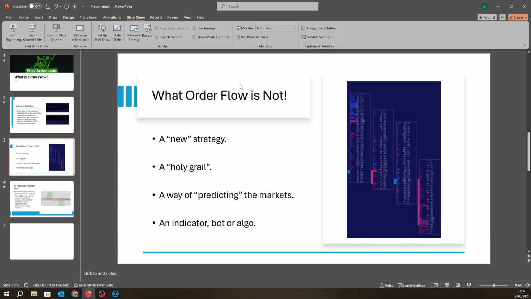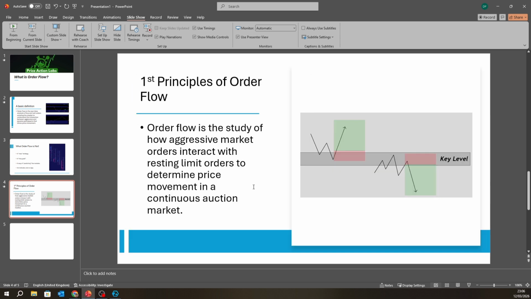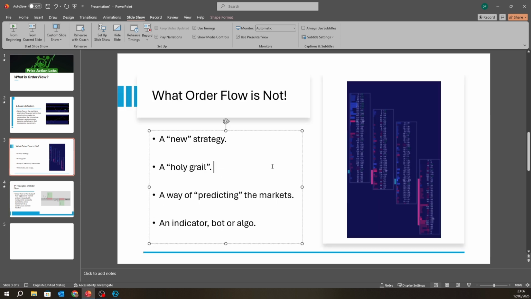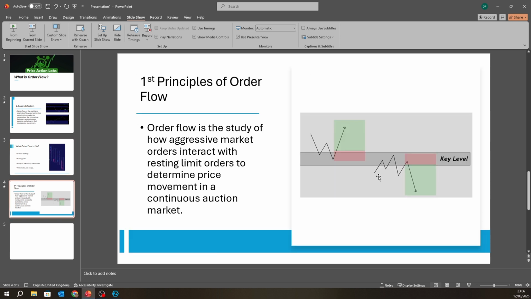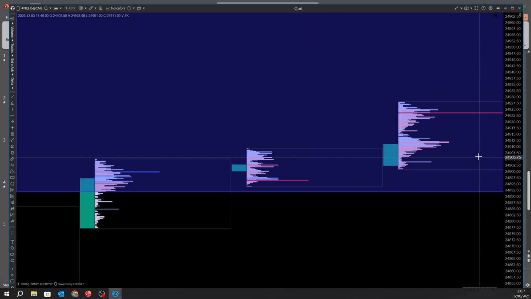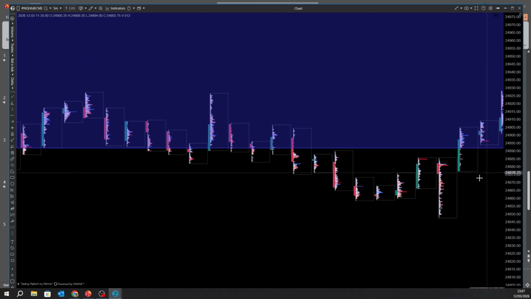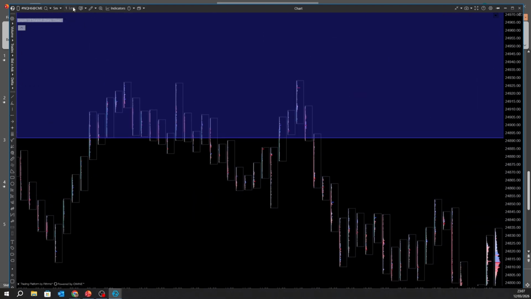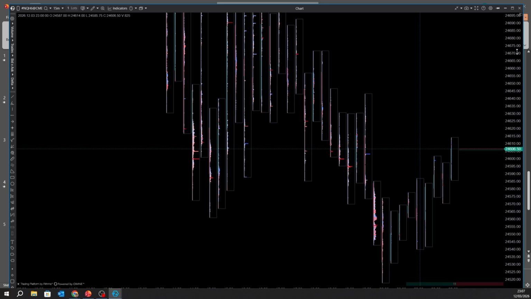So you want to understand order flow is not a strategy by itself. It's not the holy grail. It's not a way of predicting the markets either. You need to have a system behind that, and it's not an indicator. What you want to understand is that order flow is simply giving you supply and demand zones. That's the only thing order flow is responsible for.